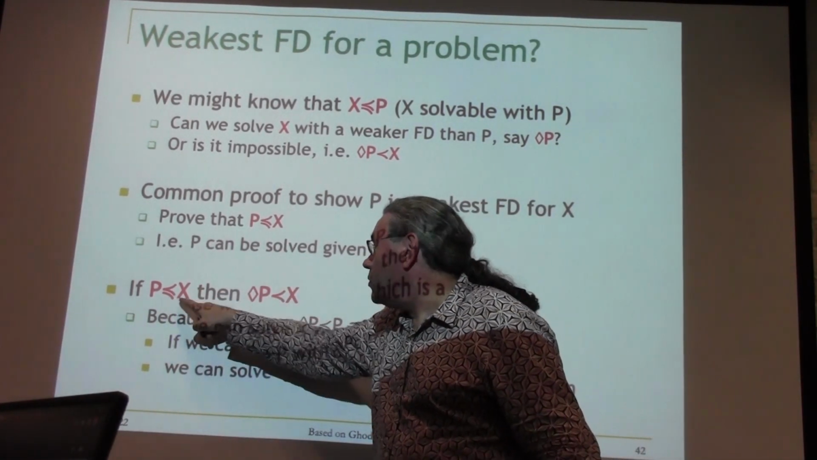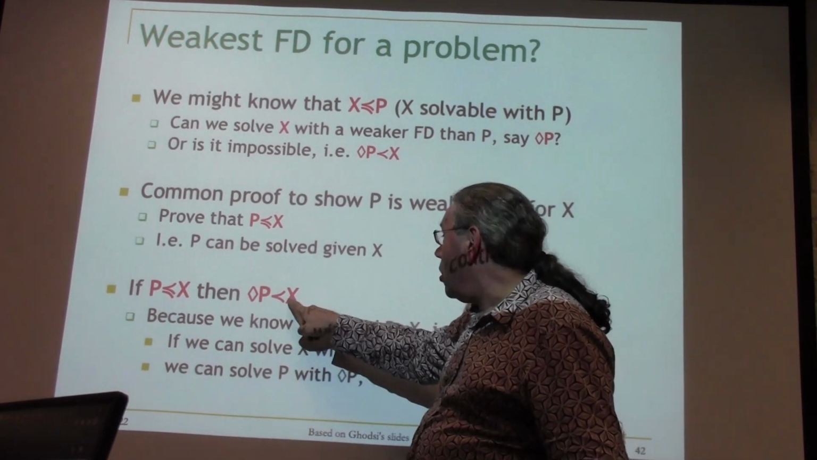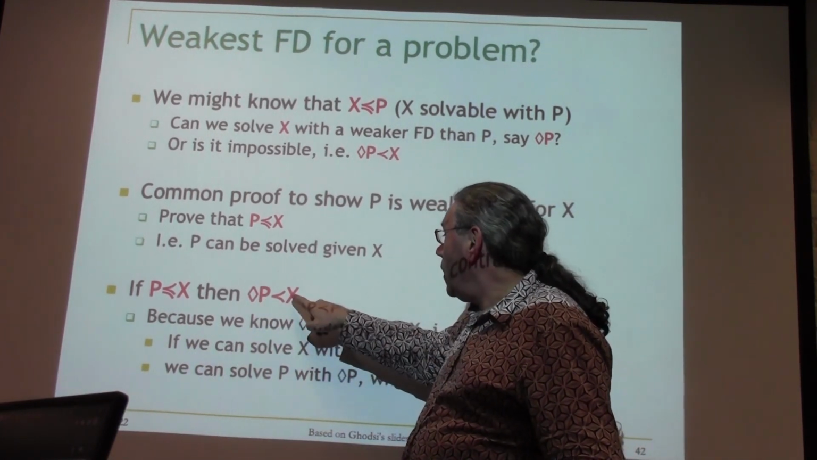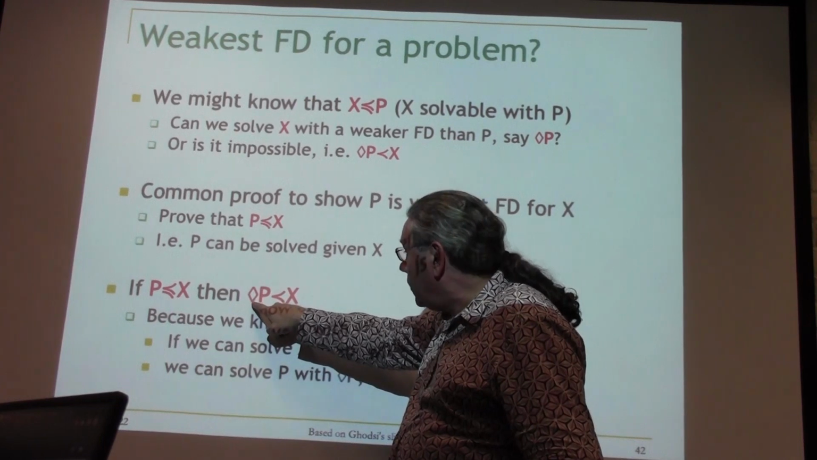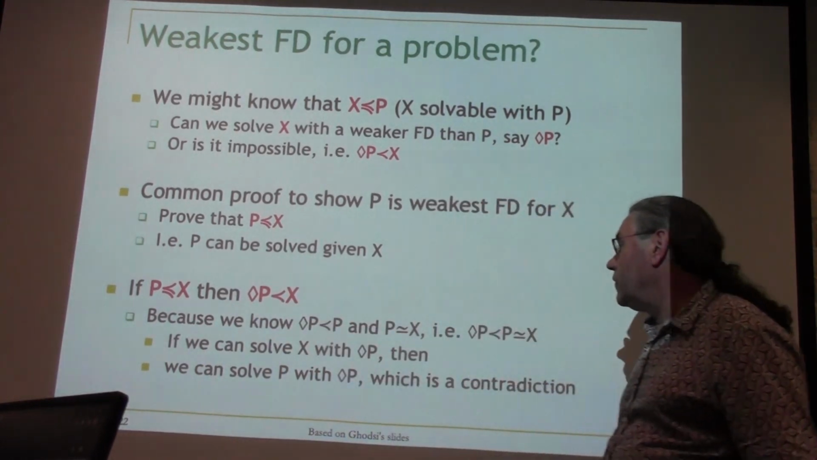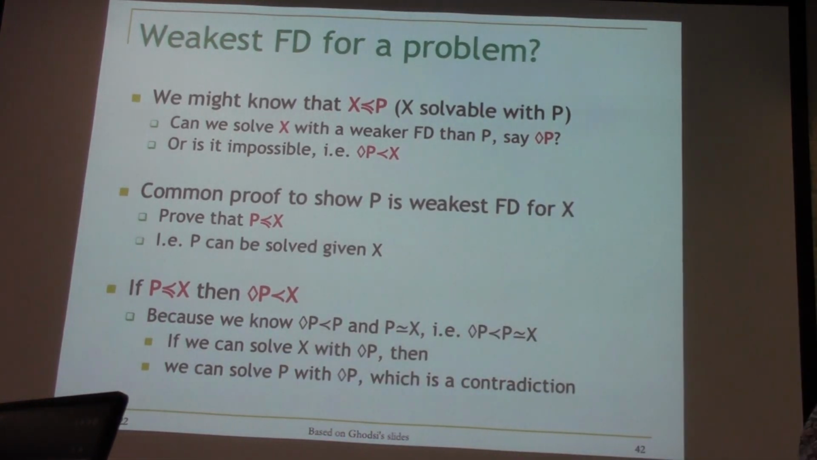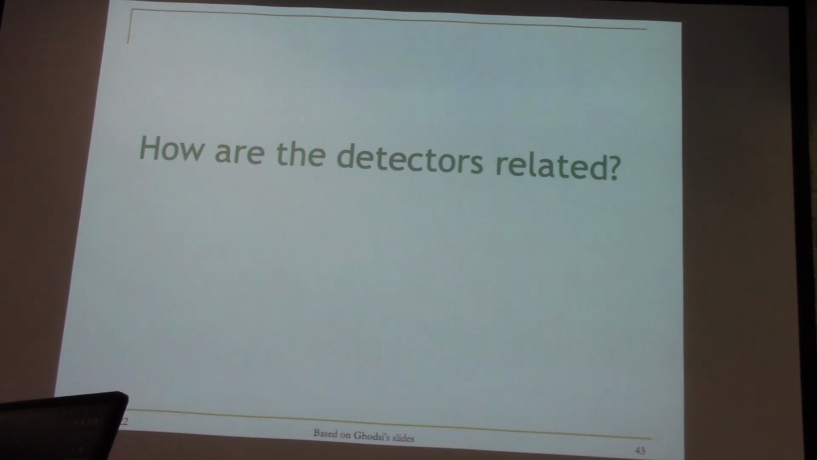If P can be solved using X, we can show that eventually P is strictly weaker than X, okay? I'm not going to say more on that now because I want you to think about it, but I will come back to that. I want to do one final thing.